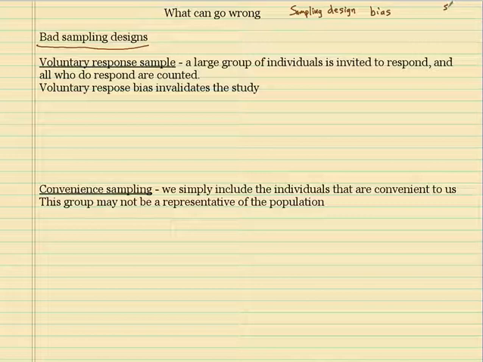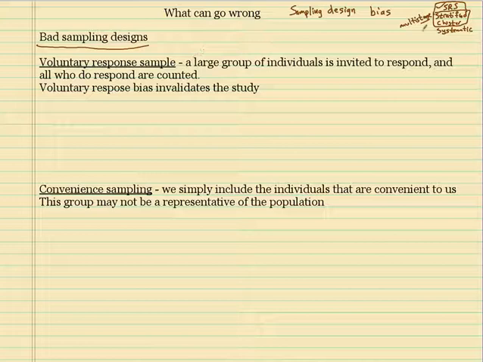So let's just do a quick review on the four sampling designs that are acceptable. SRS, which is our best choice, stratified sampling, cluster, and systematic. Now, I didn't talk about multi-stage, but basically if you incorporate these three, or any two, it's multi-stage. But we don't necessarily worry about that too much.